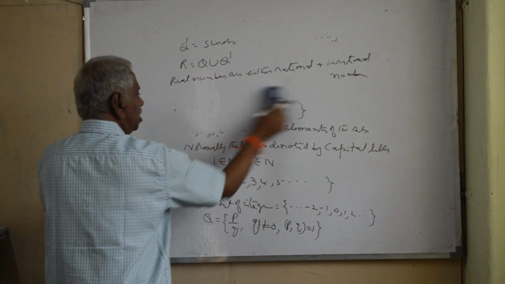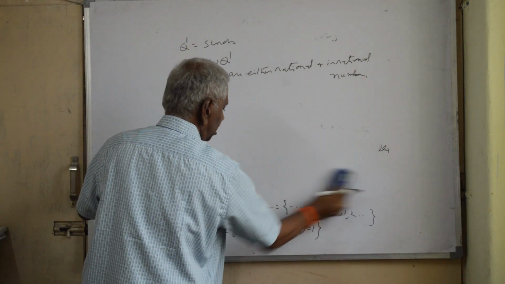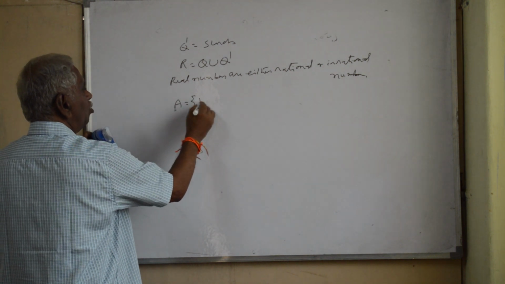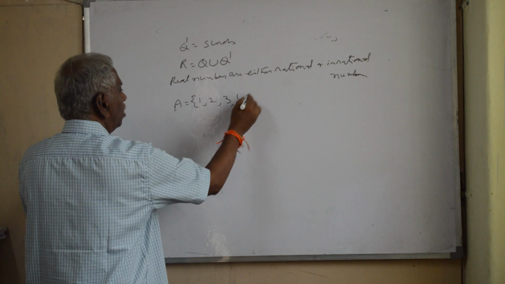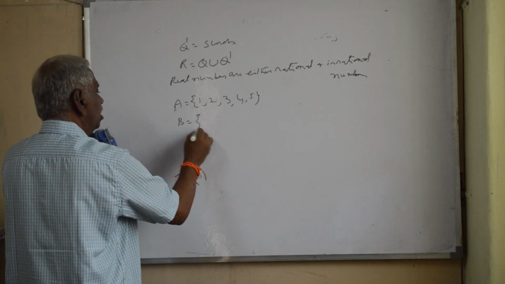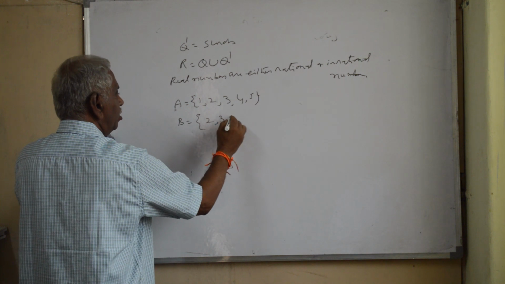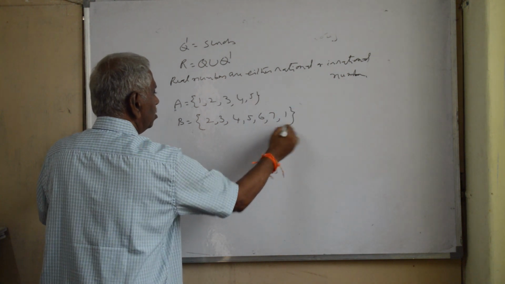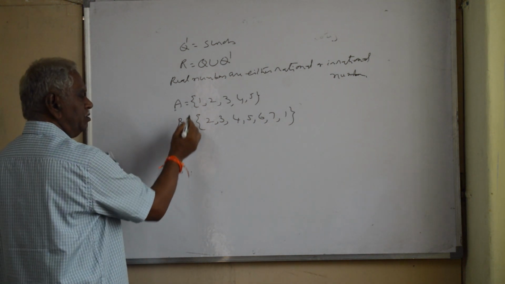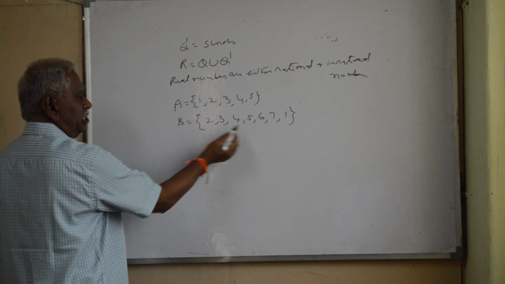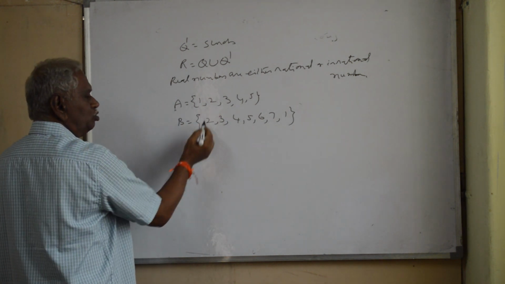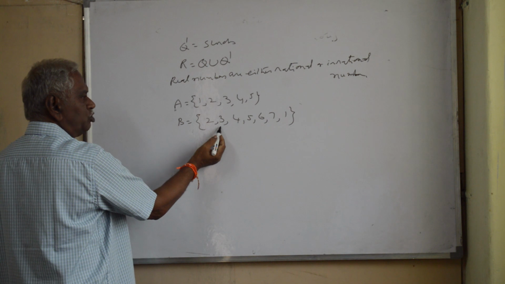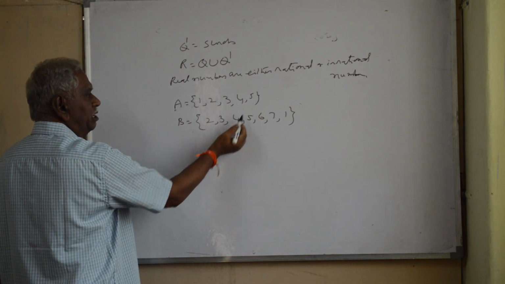So we compare two sets. Let us consider two sets, A and B. A is a set consisting of 1, 2, 3, 4, 5, and B is a set consisting of 2, 3, 4, 5, 6, 7, 1. Is every element of A in B or not? 1 is in A and also in B. 2 is an element of A and also of B. 3 is in A and also in B. 4 is also in A and B. 5 is also in A and B.